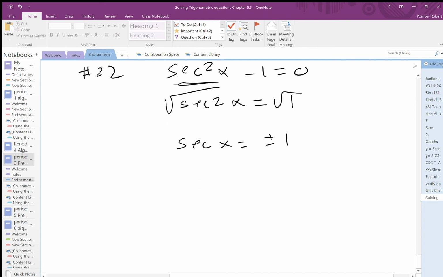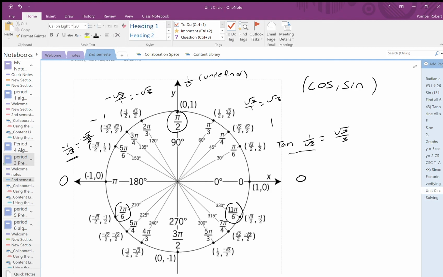Okay. Now, when you have secant, remember secant is the reciprocal of cosine. So when I'm looking for the answers, this one I made easy. I got to find the reciprocal of 1. Well, the reciprocal of 1 is 1. So where is cosine equal to positive and -1? Cosine is 1 at 0 and pi.